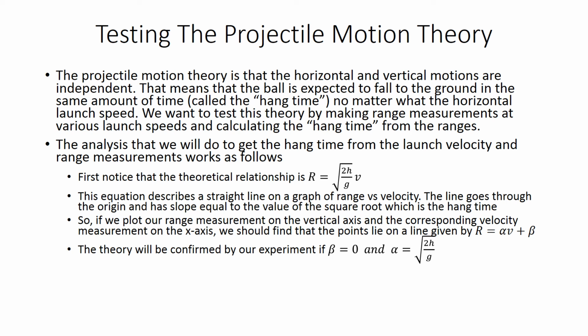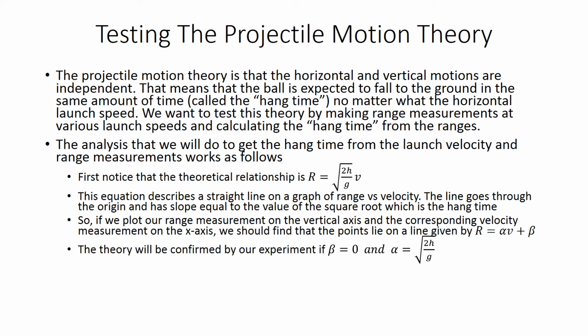Now this equation describes a straight line if we make a graph of range versus velocity. And the line goes through the origin. And it has a slope that's equal to the value of that square root. And that has the units of time, and it's time times velocity, of course, to get the units of distance, which is the range. It is the hang time.